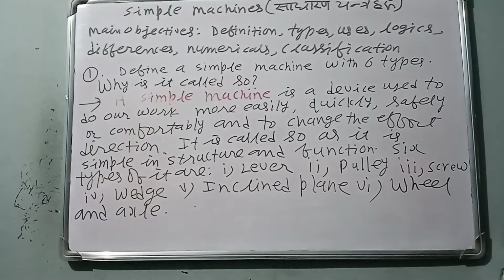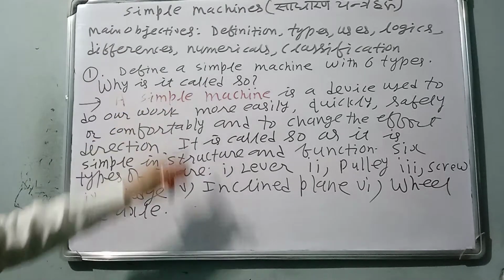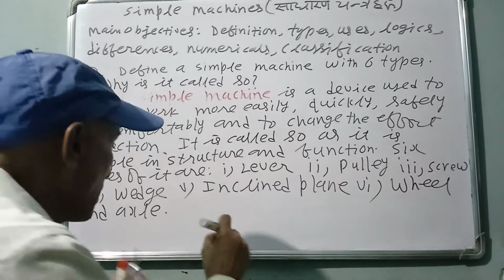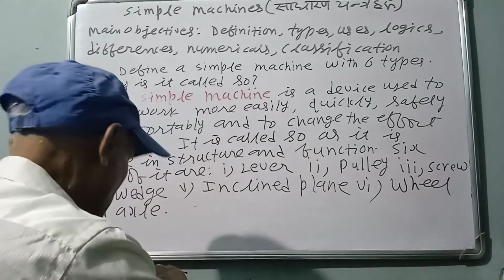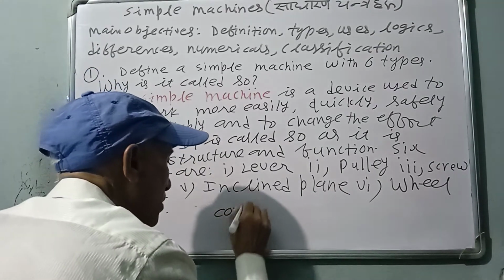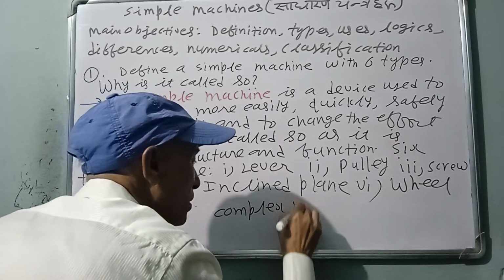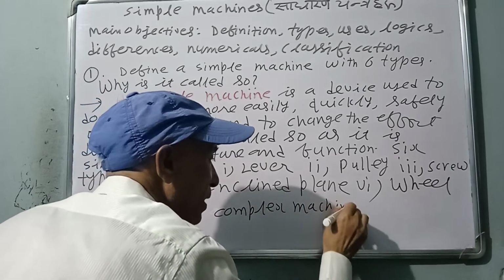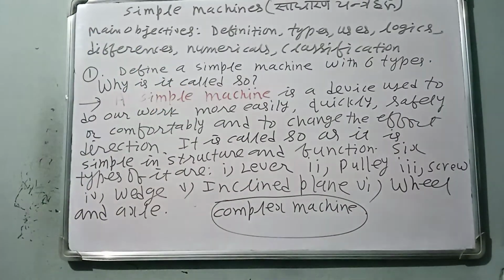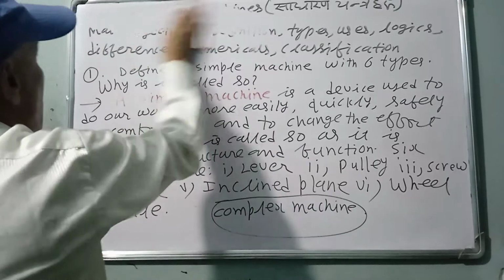Question number 1 is just like simple machine. A simple machine is different from complex machine. The combination of simple machines is the complex machine. What is the opposite of this? The opposite of this is complex machine, which is complex in structure. The opposite, this antonym of this word, complex machine. Question number 1. Question number 2.